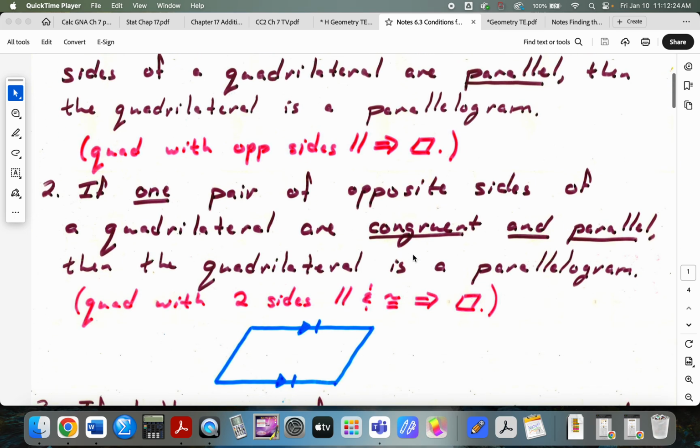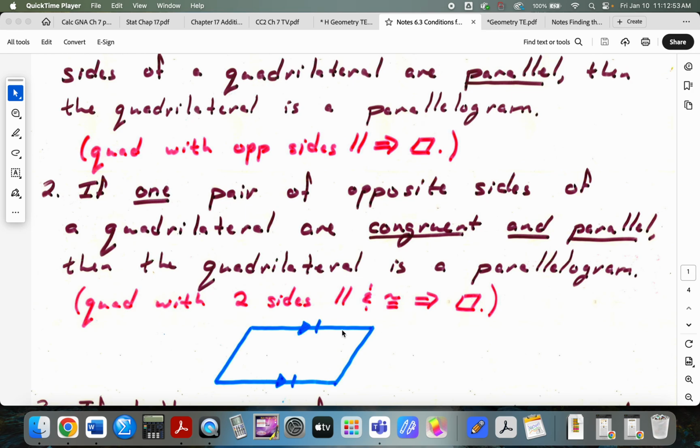It can also be proven if one pair of opposite sides is both parallel and congruent. It has both of those qualities. That keeps it from being a trapezoid. Like if the top and the bottom are just parallel but not congruent, that could still be a trapezoid. But if they're parallel and congruent, then it's got to be a parallelogram. And it doesn't have to be top and bottom, it could be left and right also. So both parallel and congruent.